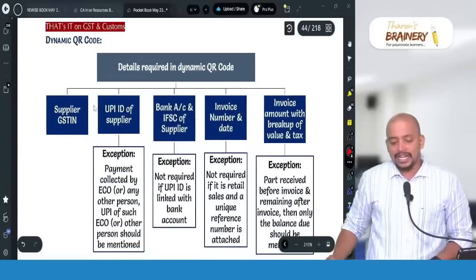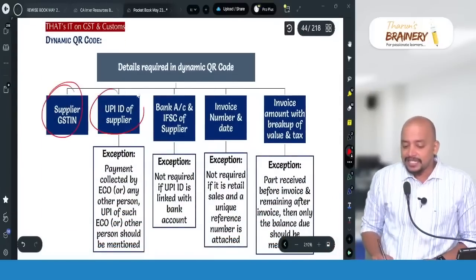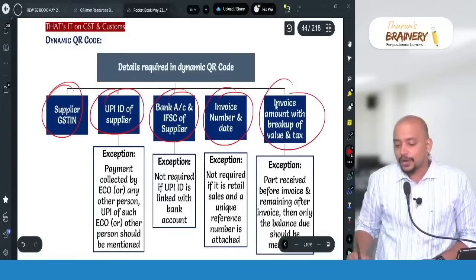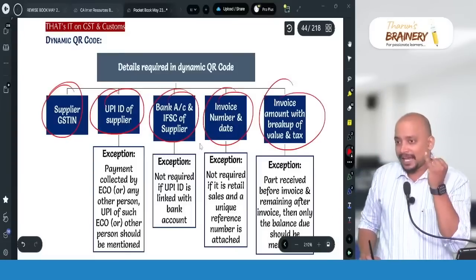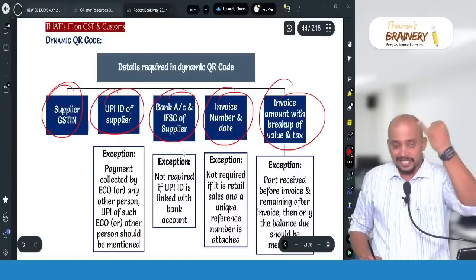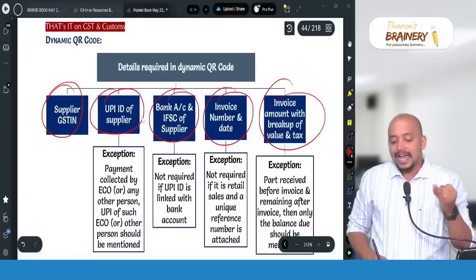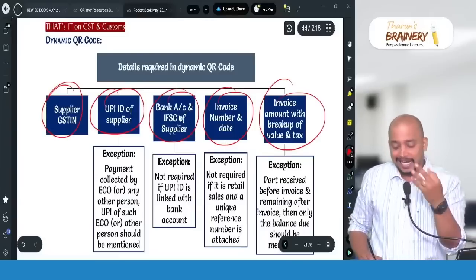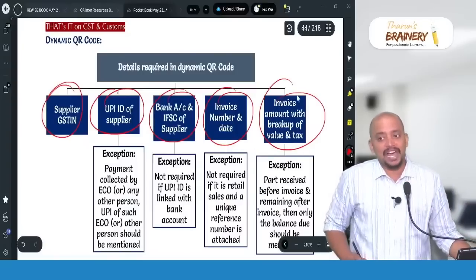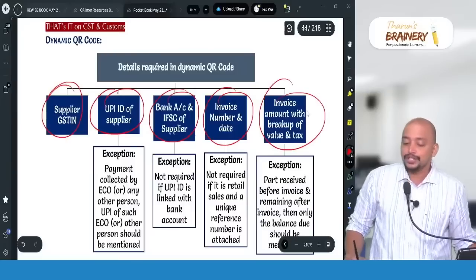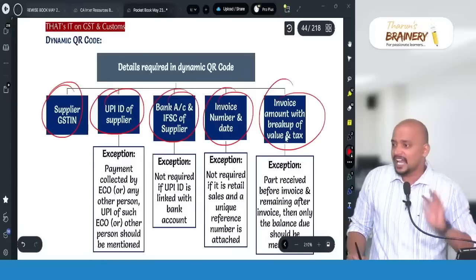Then there is something called dynamic QR code. So we need to enter these 5 fields and we need to generate one QR code, that is called a dynamic QR code. What are the 5 fields that should be there? Supplier GSTIN, which is static, no change. And UPI ID of the supplier, no change, static. And bank account and IFSC code of the supplier, static, no change. But invoice number and date will change, and invoice amount with breakup of value and tax, that will also change. So entering these 5 fields, if we create one QR code, that is called a dynamic QR code.